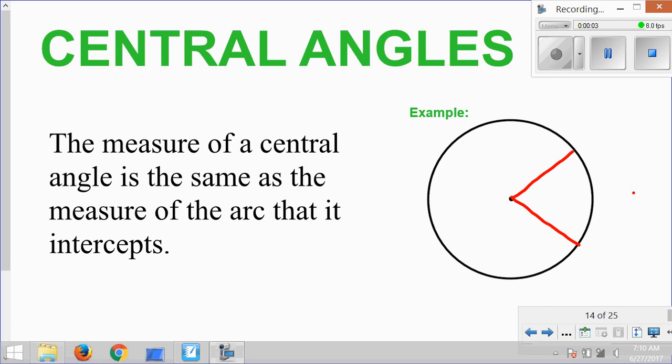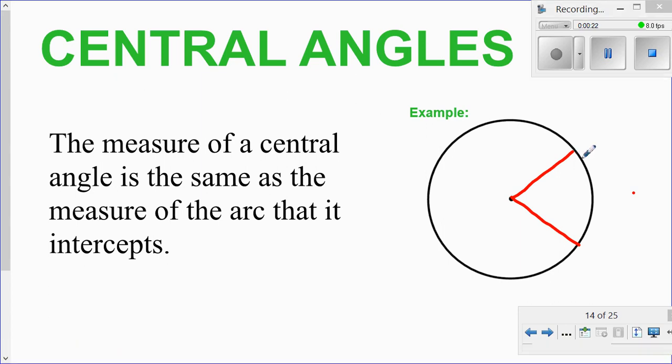Okay, so I'm going to talk about central angles. Looking at our example here, we already know what a central angle looks like. We have an angle whose vertex is on the center of the circle and is formed from two radii. We also know that there's an arc here that we say is being intercepted by the central angle.